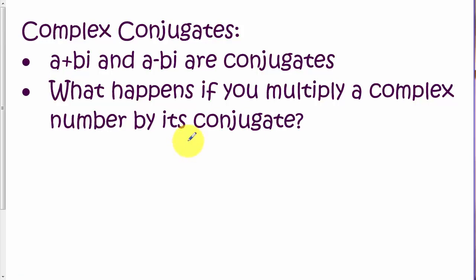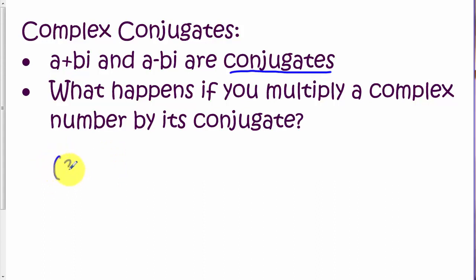Now there are special pairs of complex numbers where the real and imaginary parts are the same, but in one case we have the real and imaginary part added together, and in the second we have the real and the imaginary part subtracted. These are called conjugates. And conjugates have an interesting property when you multiply them.